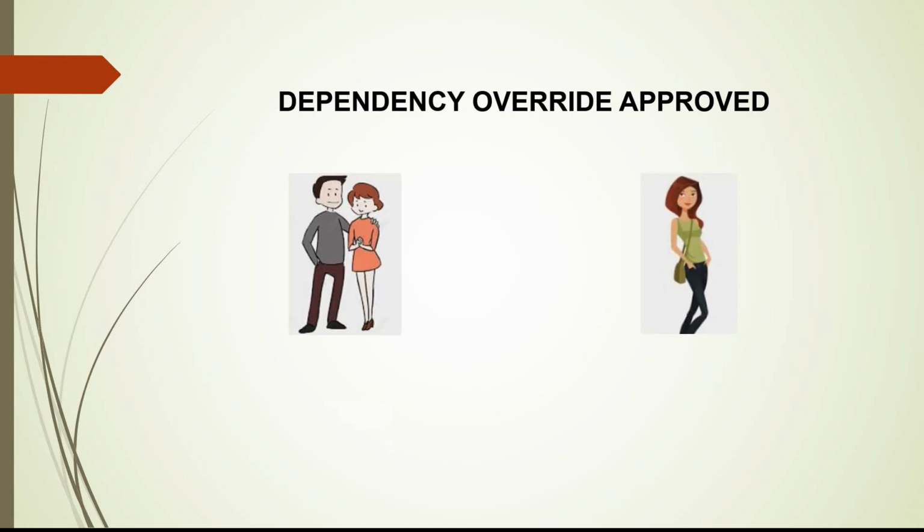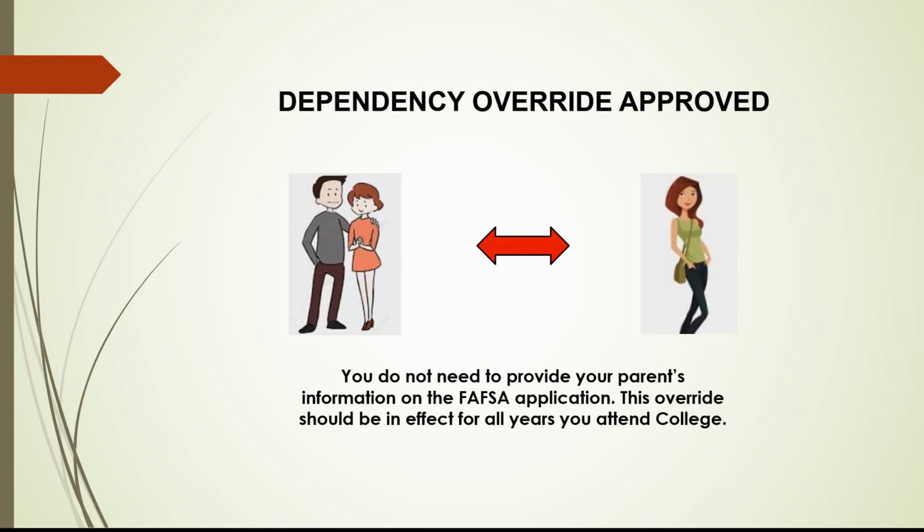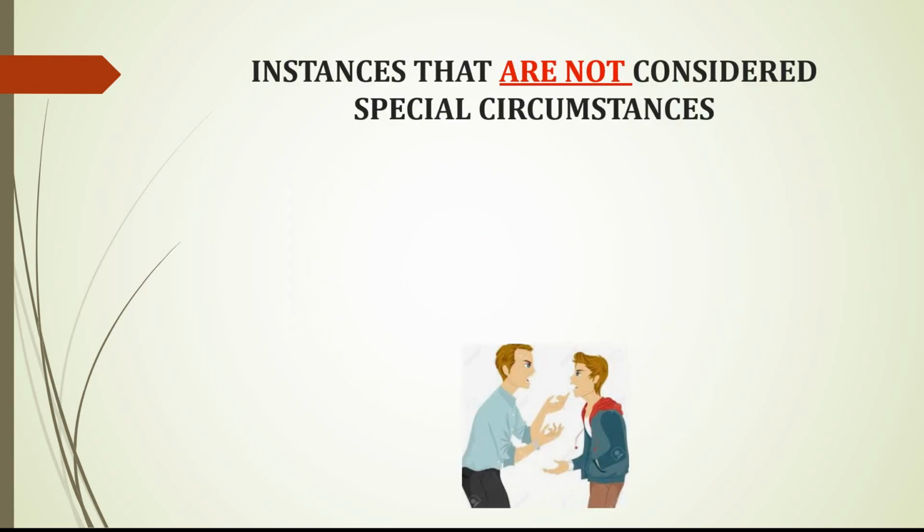So if your dependency override is approved, then you will not need to provide your parents' information on the FAFSA application, and that override should be in effect for the entire time that you're attending college until you can answer yes to one of the dependency questions, which would make you independent automatically.